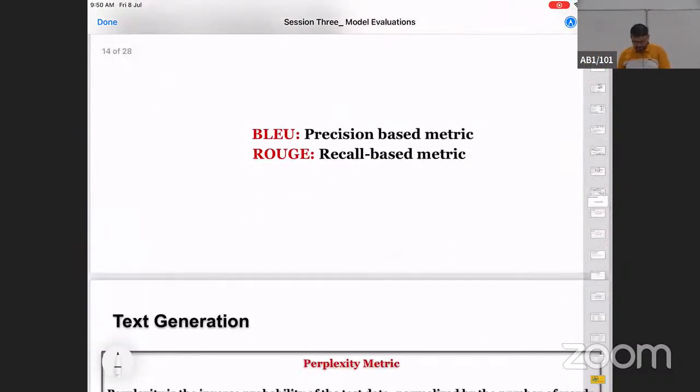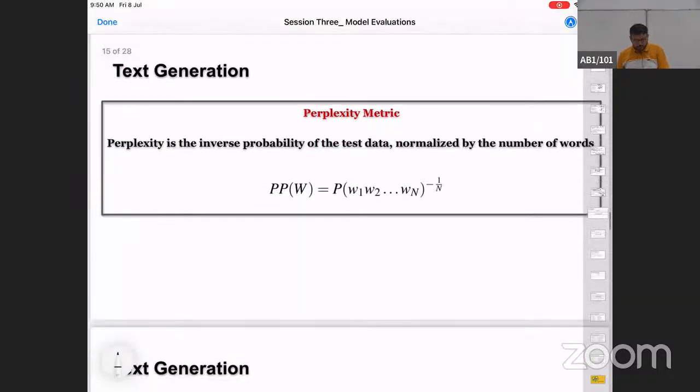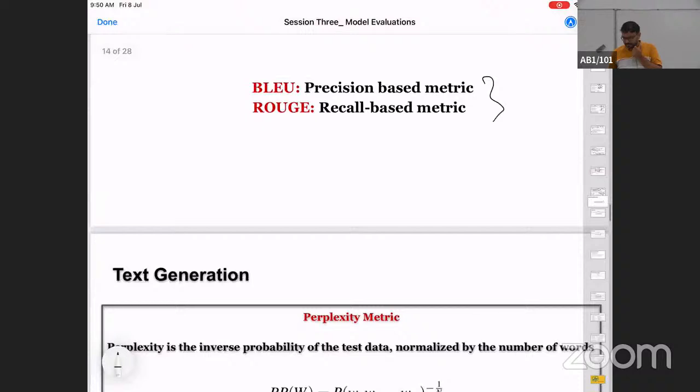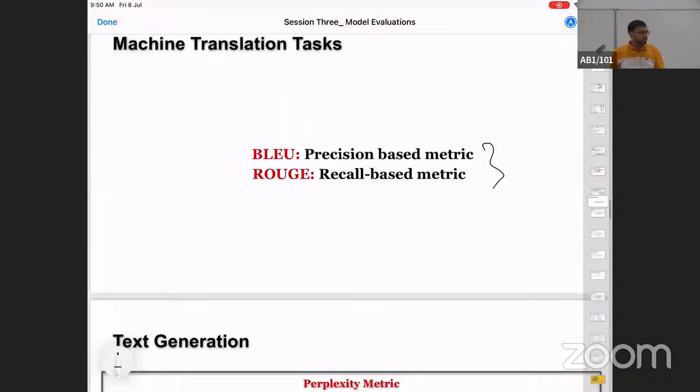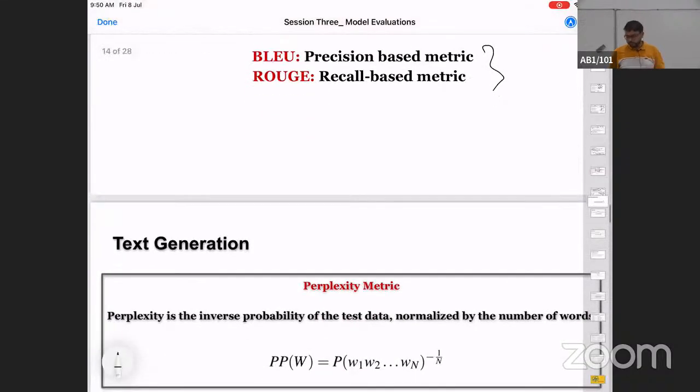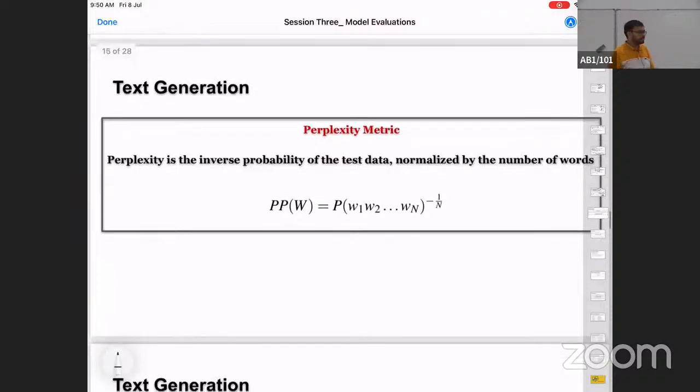Okay, so this is what it tells us, BLEU versus ROUGE. Let us talk about one more metric. Again, this is a very important metric for generation tasks like summarization and machine translation. Whatever metrics we have seen till now for generation tasks are very good, right? But this time we are talking about an intrinsic metric, and this is called perplexity.